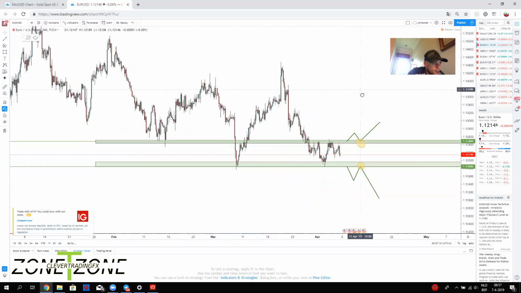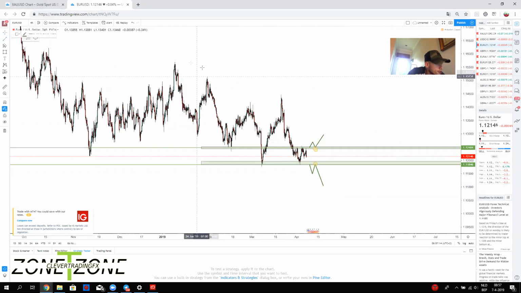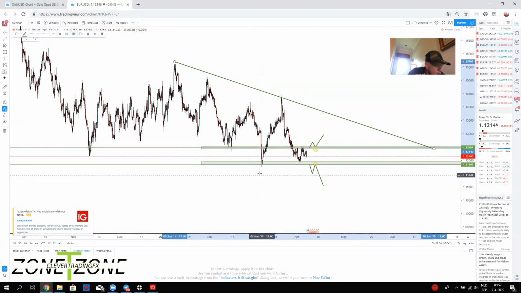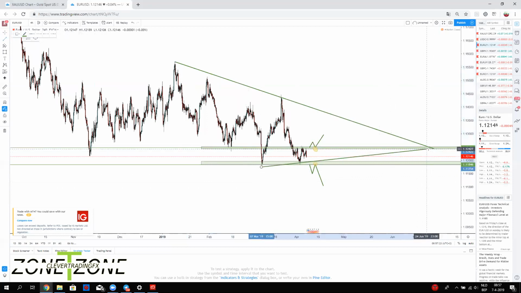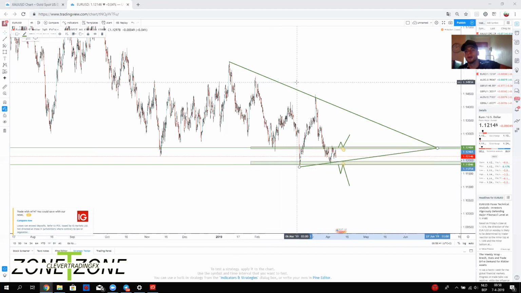So Euro USD, this is what I'm having. For some people, if you want to see some trend lines, it's still far away from the trend line all the way above. So I might be having this. All right, so I'm going to continue like that.